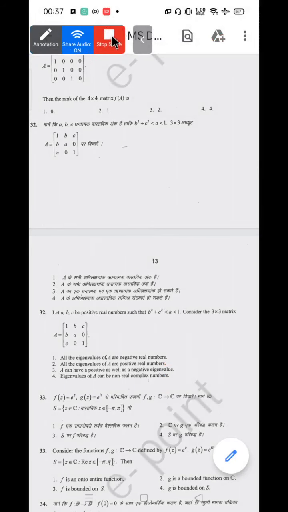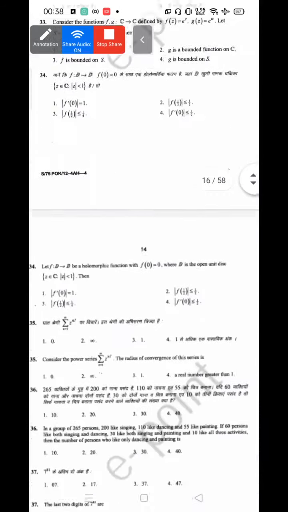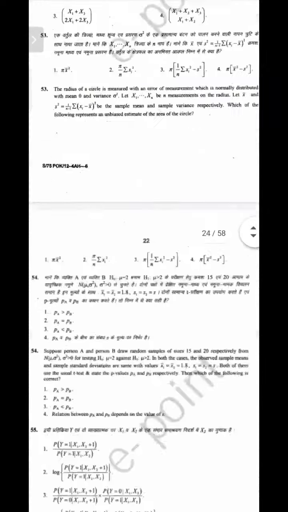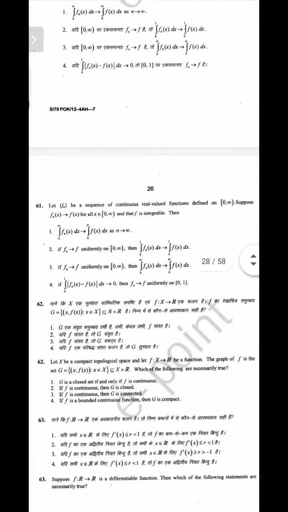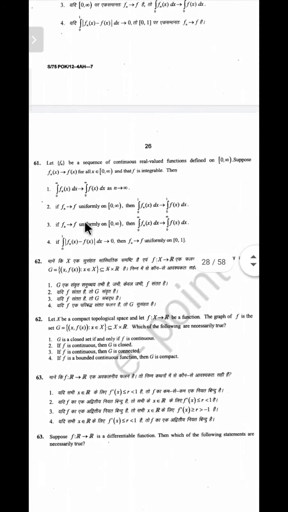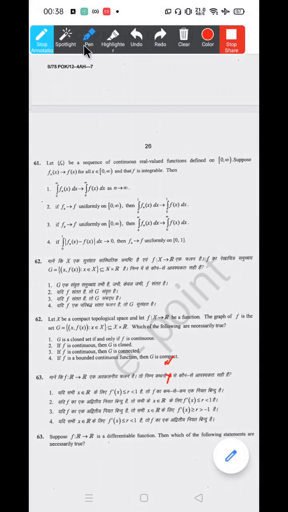Okay, I think we are done with this. Let us go to our part, that is question number 61. Where is that? Yes, here. Okay, the first question. Fn be the sequence of continuous real valued functions on 0 to infinity. Suppose fn converges to f of x for all x belonging to this, then f is integrable. So then if f is integrable, then what?